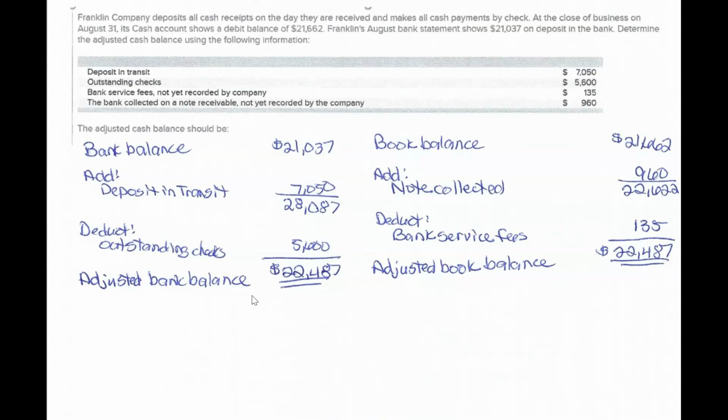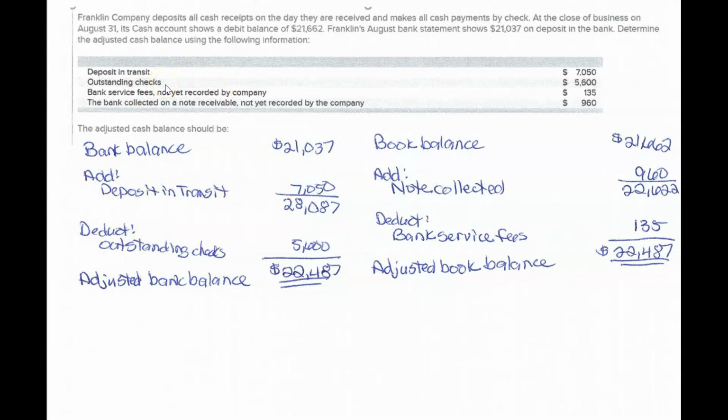Okay, this time on the bank reconciliation, I did both sides. I did the bank balance and I did the book balance. It tells us that the cash shows a balance of $21,662, and I put that right here for the book balance. And then the bank statement shows $21,037. I put that there on the bank balance side. And then I put the add and deduct for the bank, and the add and deduct for the book. Okay, deposit in transit, we already know about, but the bank doesn't, so we need to add that deposit to the bank side. And then we get a subtotal.